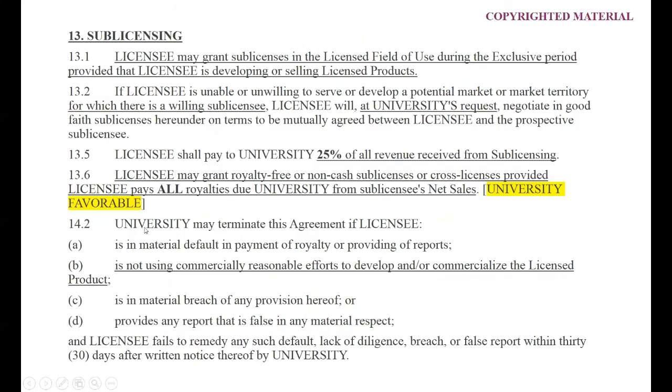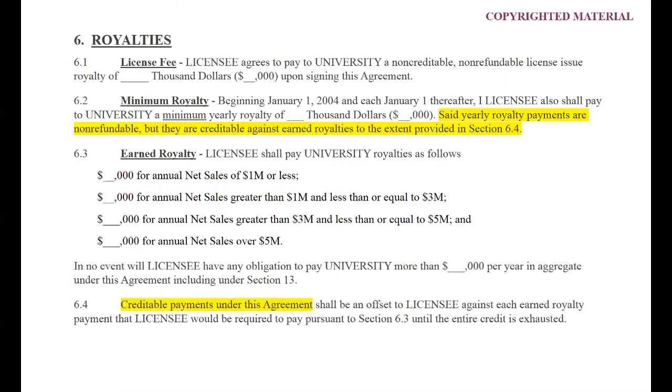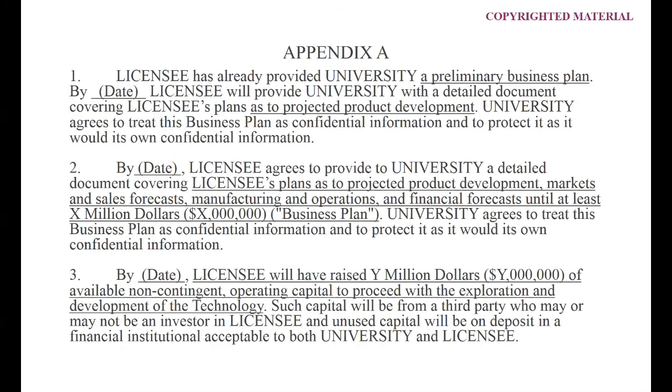Now, one thing I wanted to point out, I guess I don't have that in here, but there is a provision in the license agreement that says that if the licensee misses any of these dates in Appendix A, the licensor has the right to terminate the agreement or to make the agreement backtrack to becoming non-exclusive instead of exclusive. So there are a lot of teeth in university agreements.